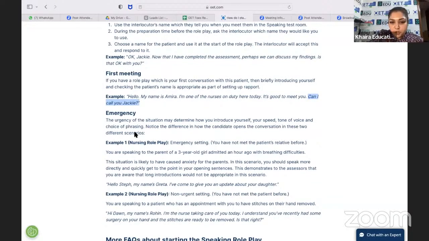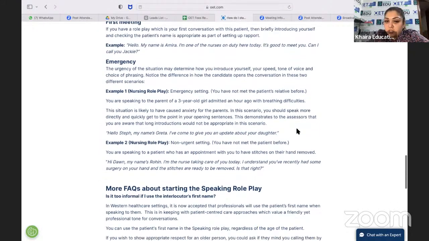Now, an exception to this rule, asking how may I address you or what do you prefer to be called, is an emergency situation. The urgency of the situation may also determine how you introduce yourself, your speed, your tone of voice, and your choice of phrasing. Note the difference in how the candidate opens a conversation in these two different scenarios.